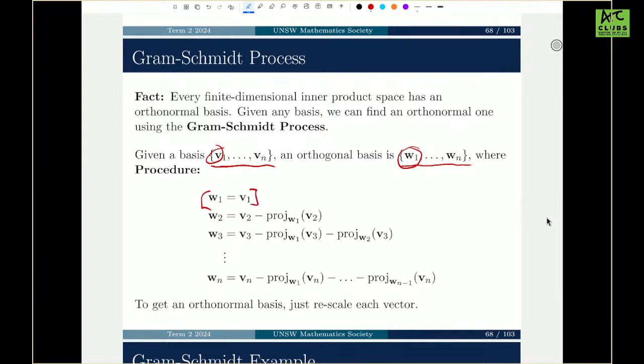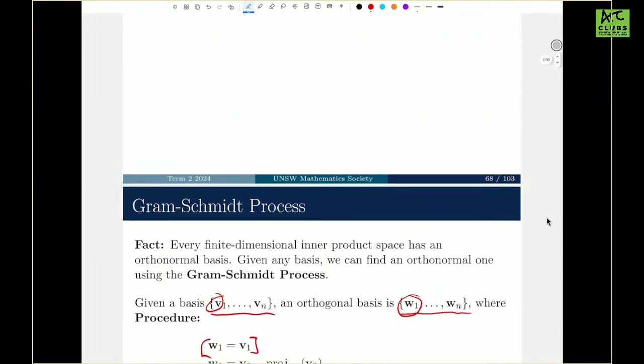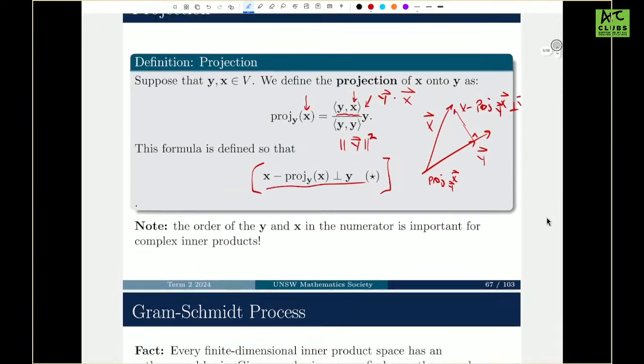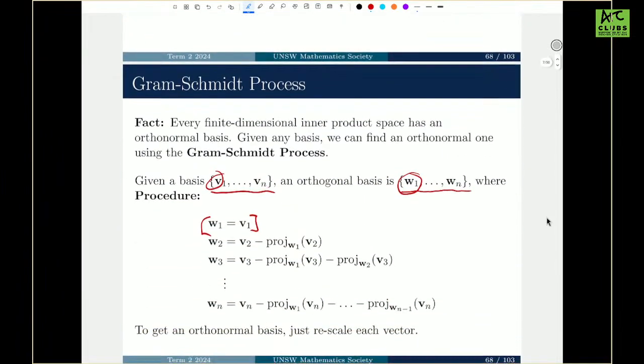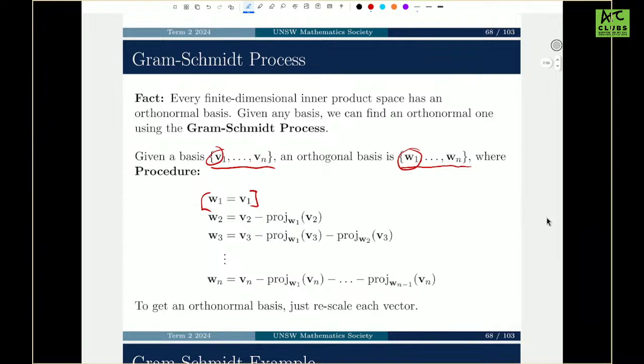Now, we can use this really nice property here, that x minus the projection of x onto y is orthogonal to y. I'm going to stop saying perpendicular. It's orthogonal to y. We can use that fact to generate an orthogonal vector. So we'll say, okay, well then, if v2 minus the projection of v2 onto w1 is orthogonal to w1, let's just let the next member in our orthogonal set be equal to that. And that's exactly what we do here.